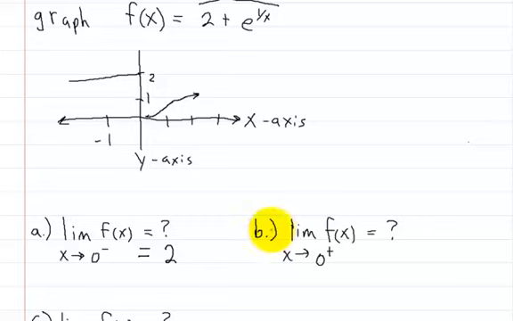Now, what is the limit of f of x as x approaches 0 from the right? As you're approaching from the right, you come to this point. So again, you're approaching 0. So this is 0.